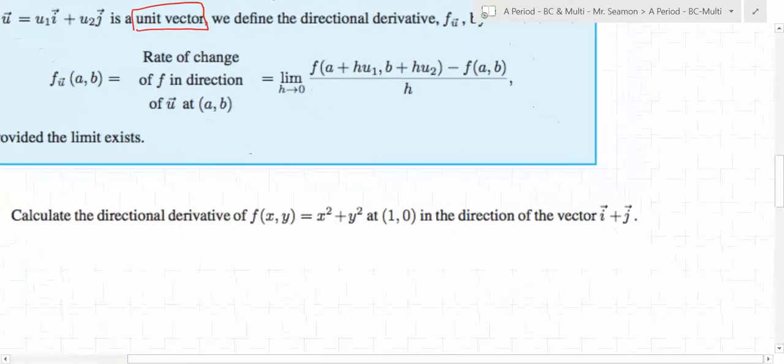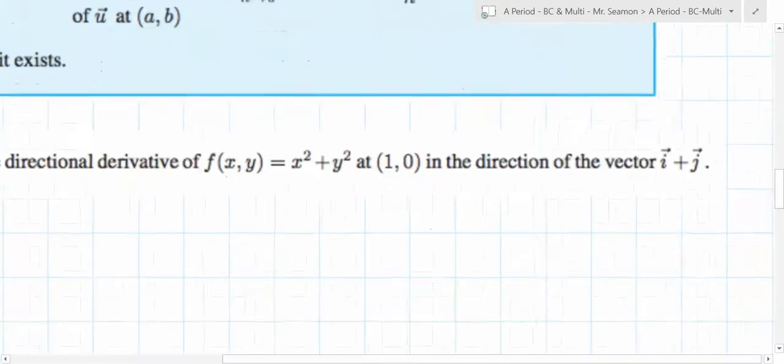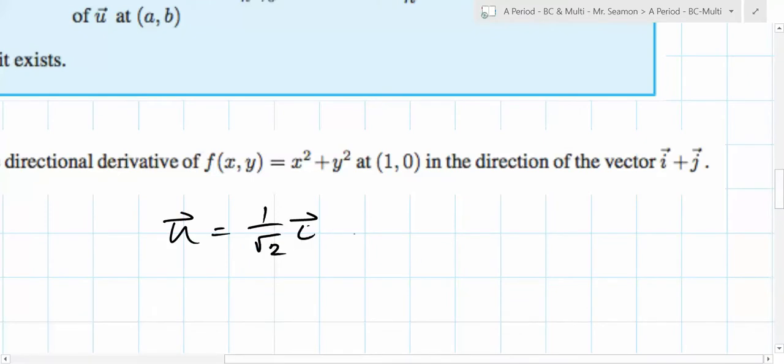Make it a unit vector, okay? Just do it at the beginning, please. So what is the u vector here going to be? It's going to be 1 over the square root of 2 i, plus what? 1 over the square root of 2 j.